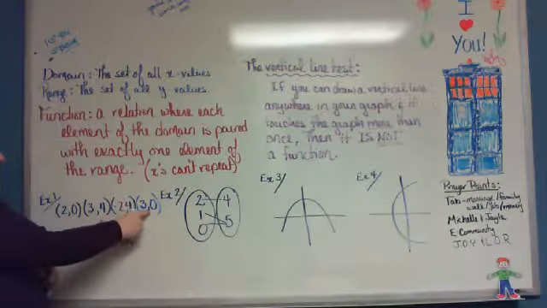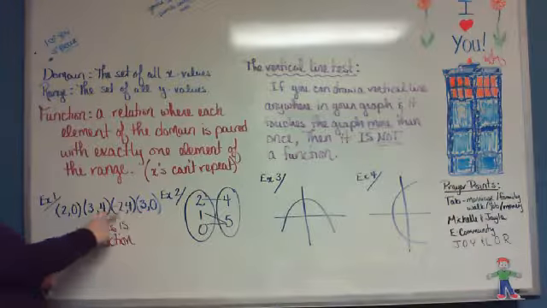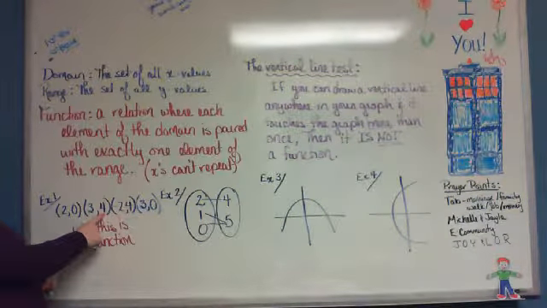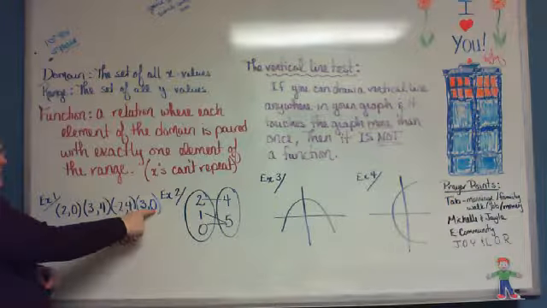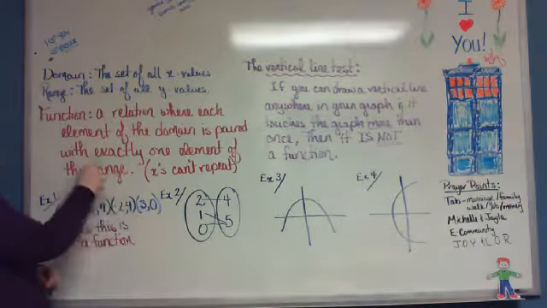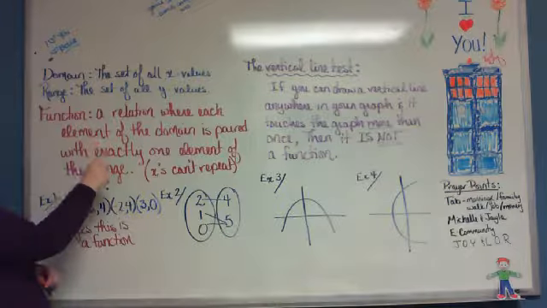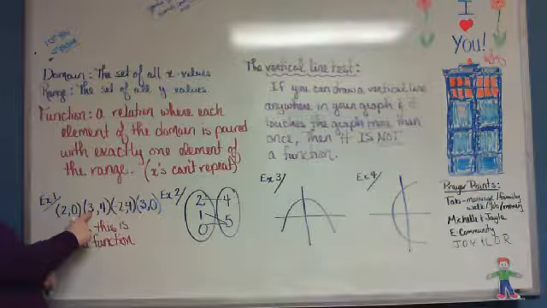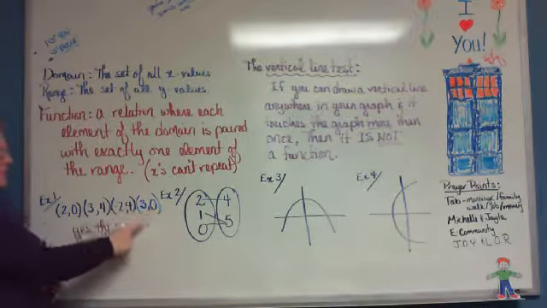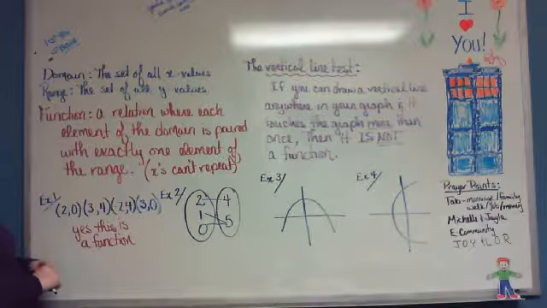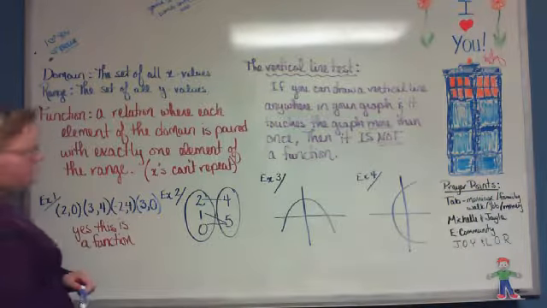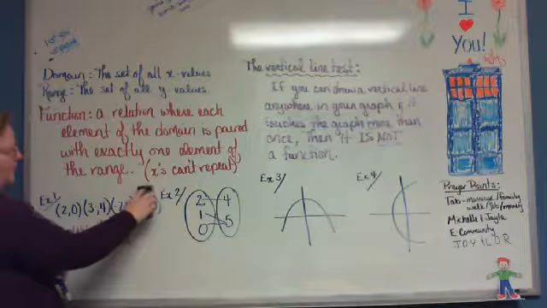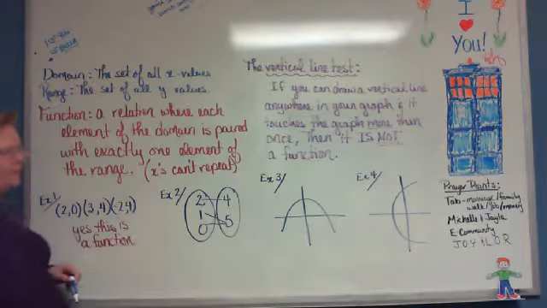Once I introduce that 3, 0, now I have 2 x's. This x gets paired with 4, and the exact same x gets paired with 0. We can't have that because each element of the domain has to be paired with only one element of the range. Since this is paired with 4 and with 0, that's what would make it not a function. But this one wasn't here, so we're not going to talk about that.